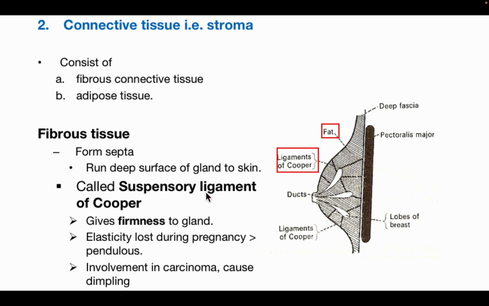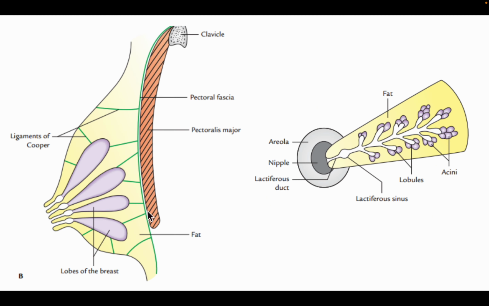And this suspensory ligament of Cooper is also involved in carcinoma, which causes the dimpling of the mammary gland. Can you see from this diagram, the concept will be clear. This is known as the pectoral fascia. This is pectoralis major muscle.